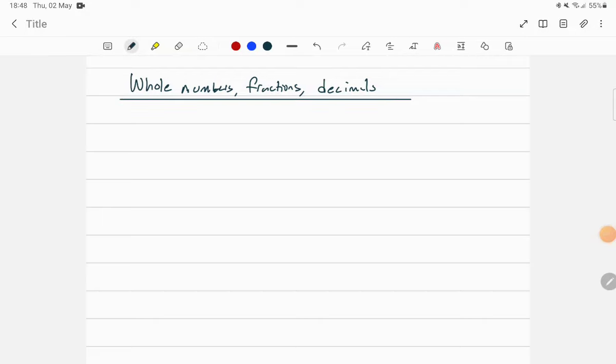So in our first section, we will look at our calculations with respect to whole numbers, fractions, and decimals. To start us off, let's first have a look at our operations on whole numbers.